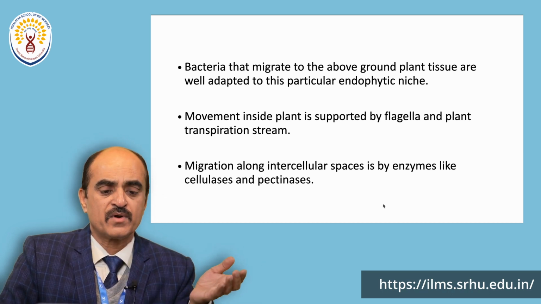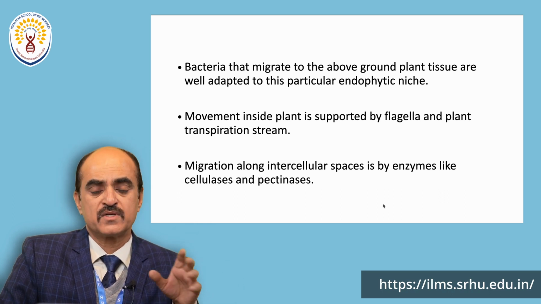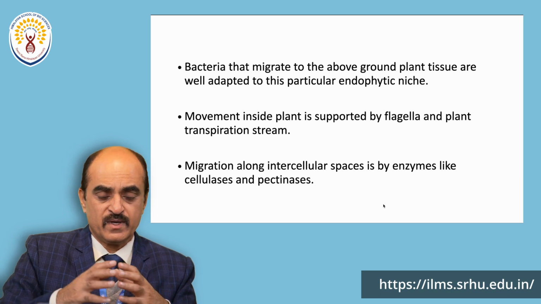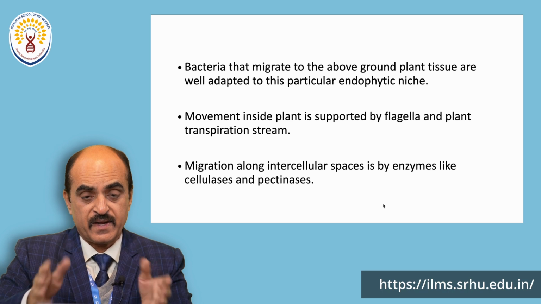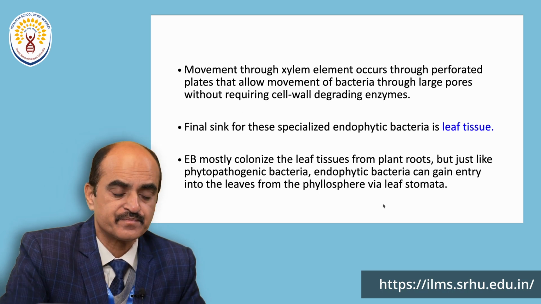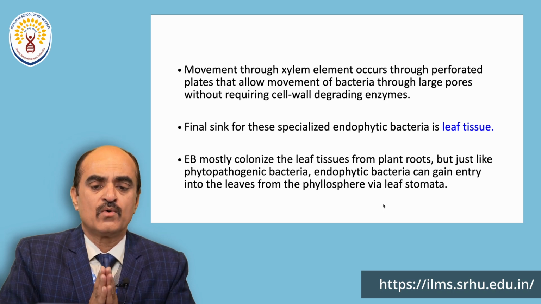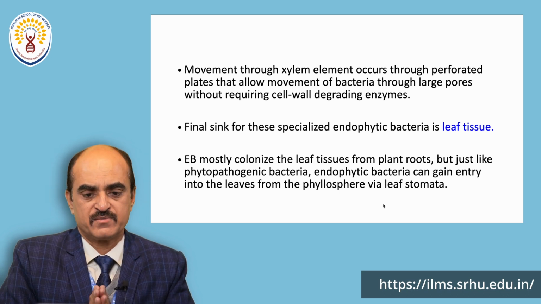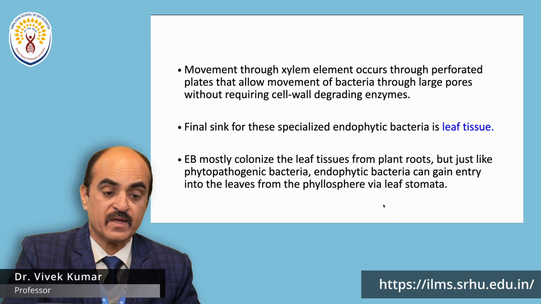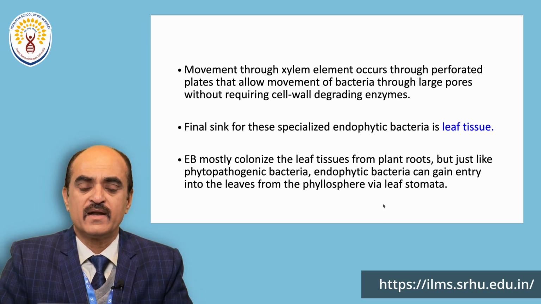The migration along intercellular spaces is aided by enzymes like cellulases and pectinases. Using the enzymes, the microbes break the barrier, and after breaking this barrier, they move ahead. Movement through xylem elements occurs through perforated plates and allows movement of bacteria through large pores without requiring cell wall degrading enzymes, and these pores are the plasmodesmata. The final sink for this specialized endophytic bacteria is the leaf tissues. They go there and settle there.